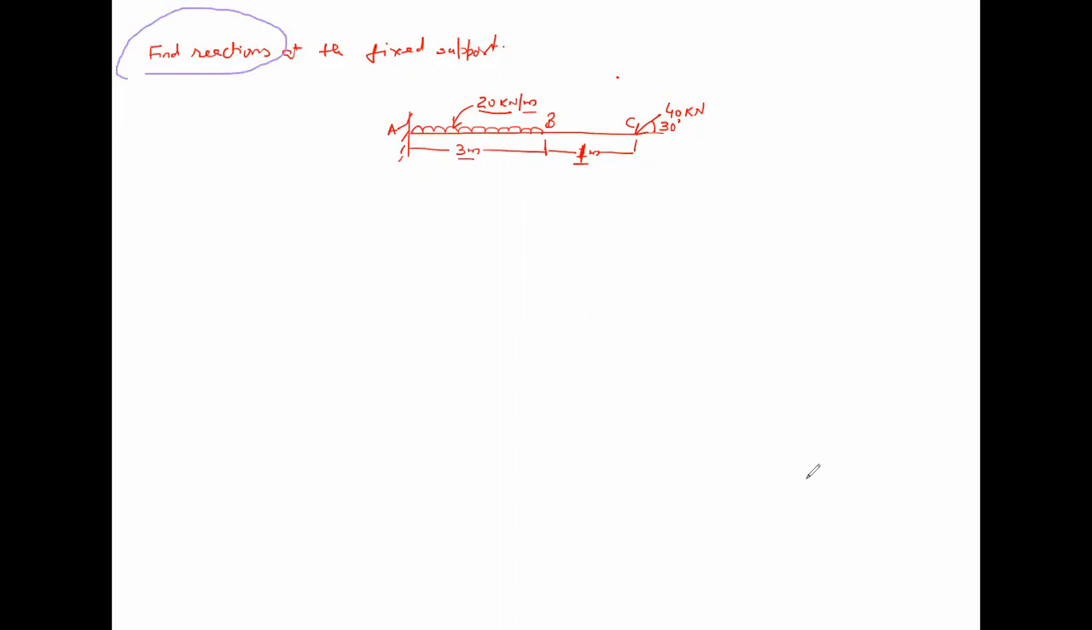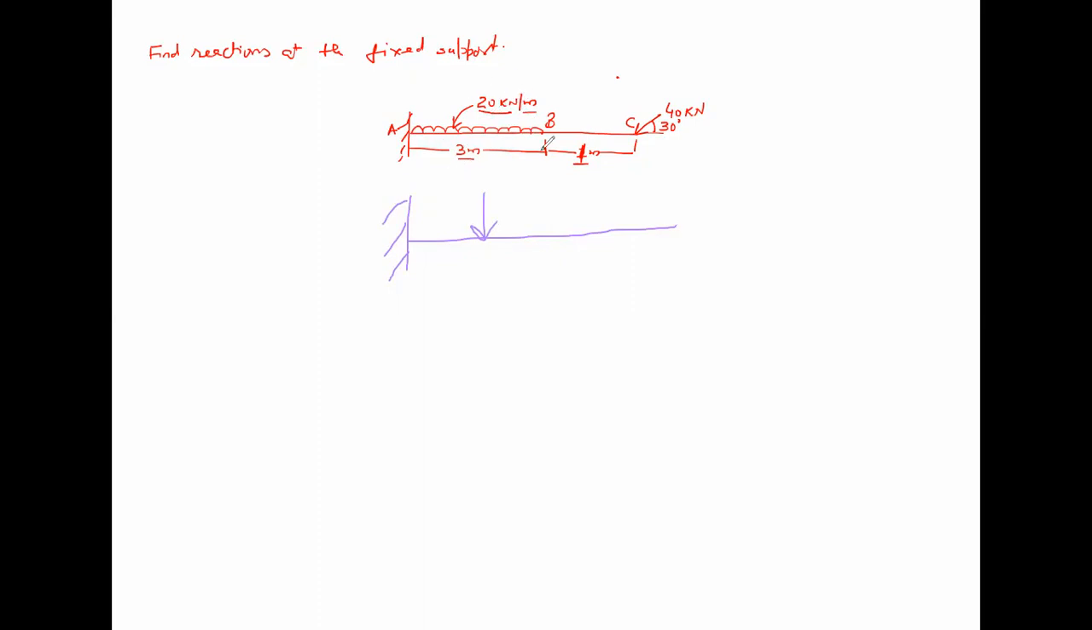So what to do? We can do one thing. This problem can be solved by replacing this UDL by a point load. Just replace this UDL and take a point load of how much magnitude? See, the intensity is 20 kilonewton per meter, and the length is how much? 3 meter. So each meter it is applying 20 kilonewton force.